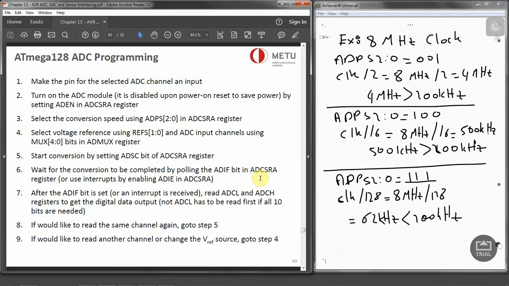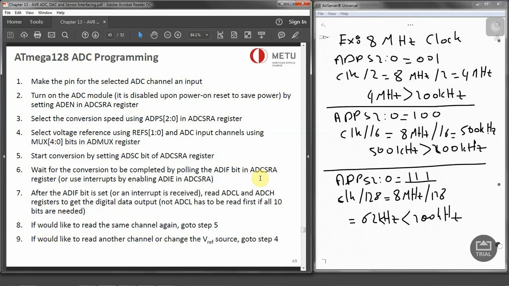So we can select the conversion speed, and then we have to select the voltage reference that we are going to use. Again, this depends on the sensors that we are using, which we are going to do an example of in a minute. So we have to decide on the reference voltage: internal, the AVCC pin or the reference pin. Once we have set up all the registers related to the analog to digital conversion, we start the conversion by setting the ADSC bit.